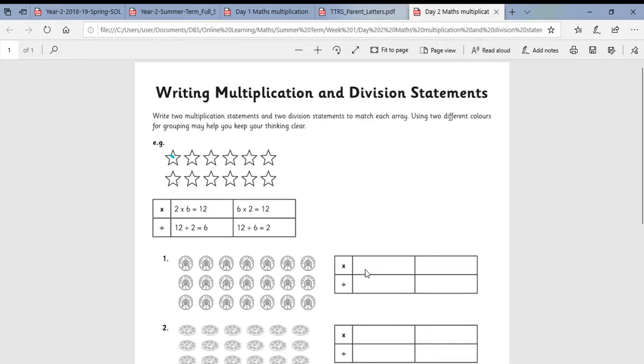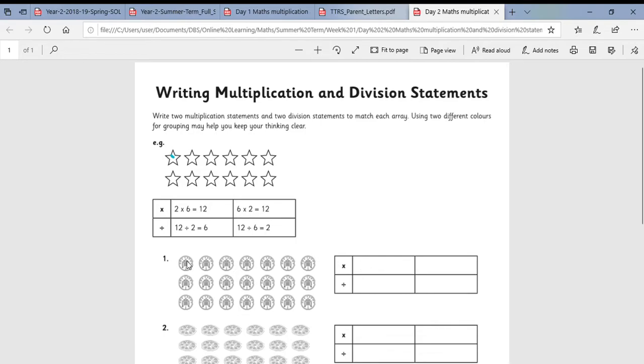I can write that here. And also 7 times 3 is 21. I can write that here. Just remember to use the small X sign for your multiplication sentences. It's another word for saying times.